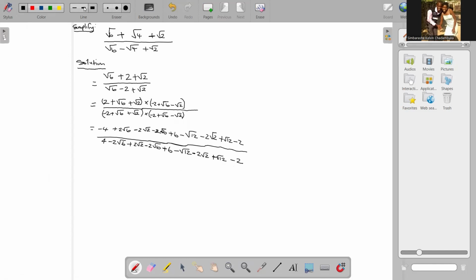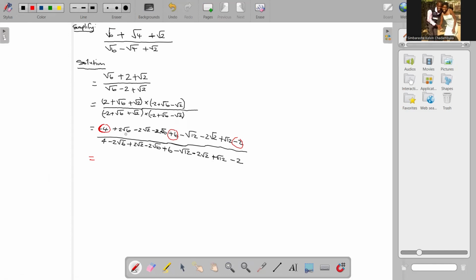Then from there, we are going to simplify like terms. So if you check here, we are going to have minus 4 here. It's going to make with positive 6 here. They are like terms. Then we have a negative 2 here. So it means we are going to have a 0. Minus 4 plus 6 is a 2. Minus 2 is a 0.